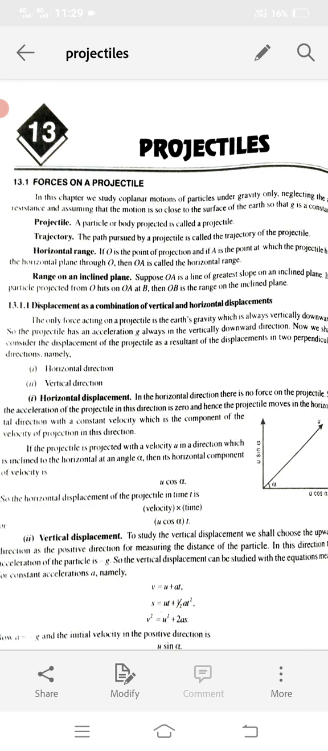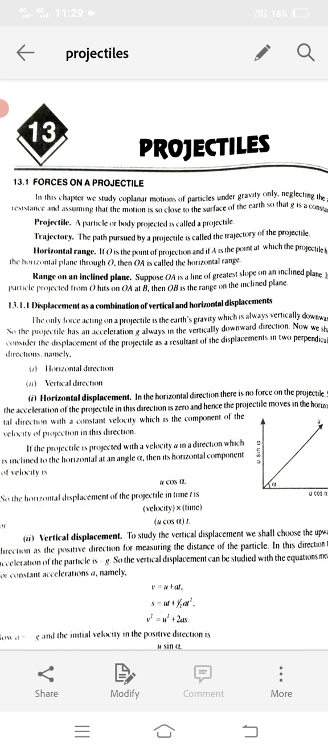Now we are going to discuss the basic concepts of projectiles. In the course mechanics, we are going to study 2 units from statics and 3 units from dynamics. Among them, projectiles is one of the important units.